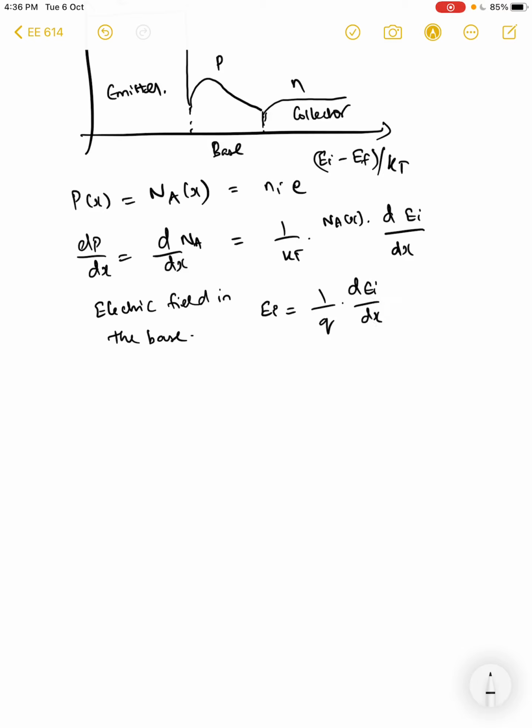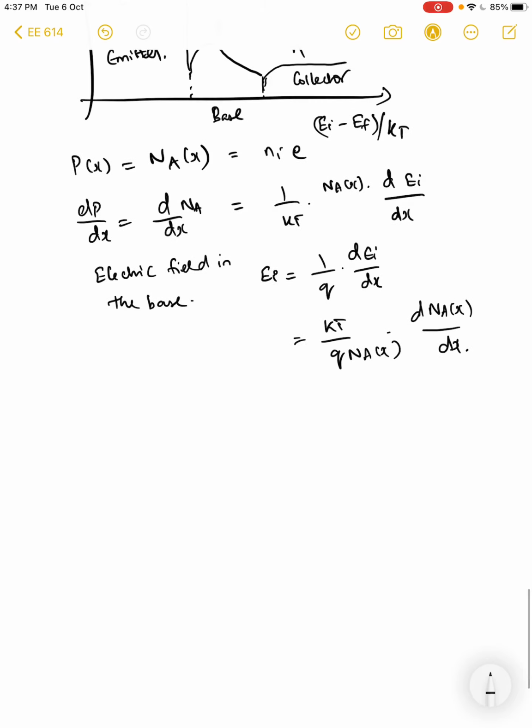This we saw in the previous discussion, that the electric field is basically equal to the gradient in the band, right? The band is typically the potential profile. The gradient in the band will give you the electric field, and this will turn out to be (kT/q) (1/Na(x)) dNa(x)/dx, right? So now we know what is the electric field.